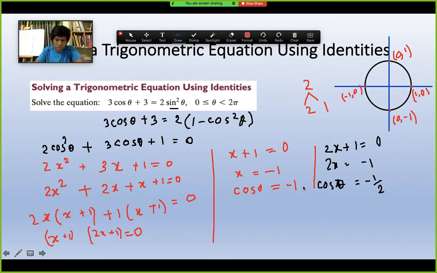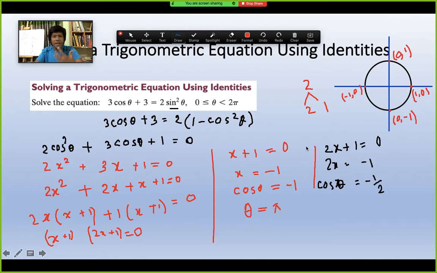Now see, where is cos theta equals to minus 1? It is here. Our first value is cos. That means at pi, from here to here it is pi. That means theta equals to pi. When theta equals to pi, then cos theta equals to minus 1.